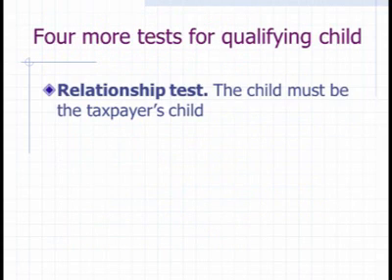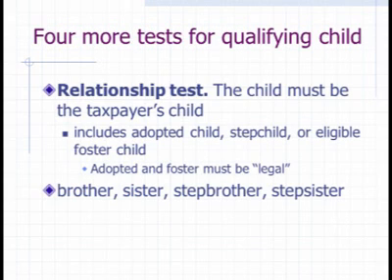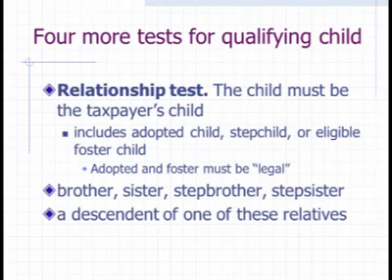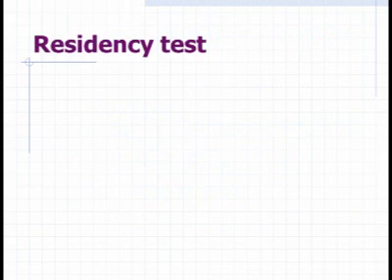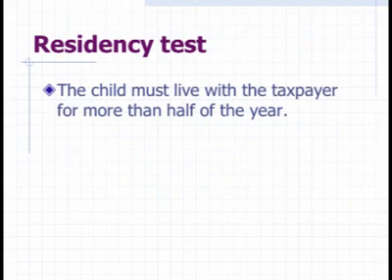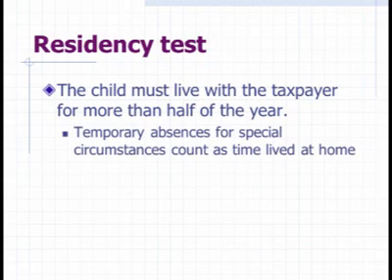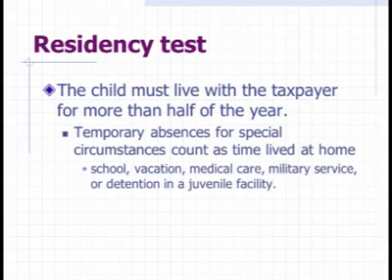Then the test for the qualifying child, first is the relationship. Must be the taxpayer's child, but you see that that's a pretty broad definition here of what would pass for a child. Residency test, child must live with the taxpayer more than half of the year. That's 6 months plus a day. Temporary absences are okay. And here's just a list of the various things the IRS doesn't hold against you if the kid's there instead of in your house.